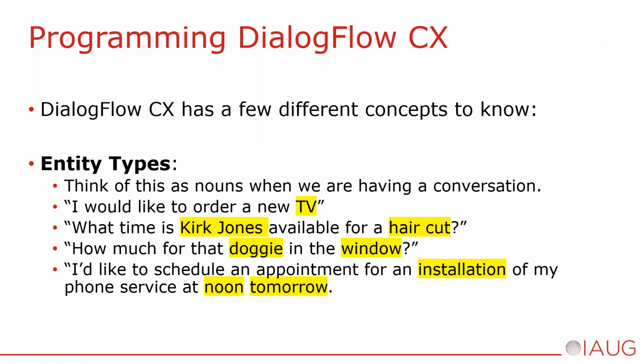So just some of the concepts as we start going through, when I show the programming interface and all that stuff, there are things to know in the AI world known as entity types. You can think of these as the nouns when we're having a conversation. When you do the programming with Dialogflow CX, you're literally doing programming as a conversation. So you type in something like, what time is Kirk Jones available for a haircut? Or how much for that doggy in the window, and things like that.